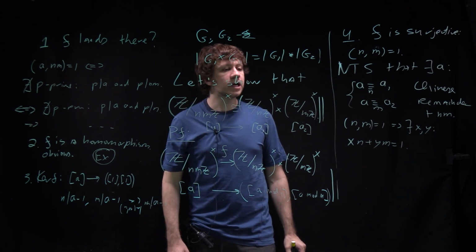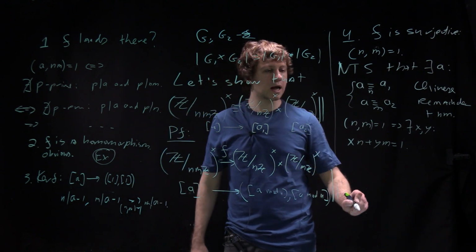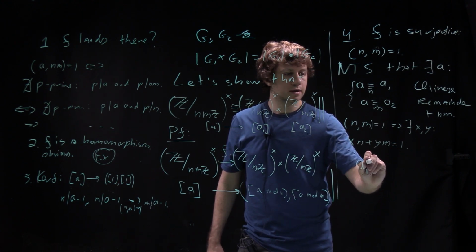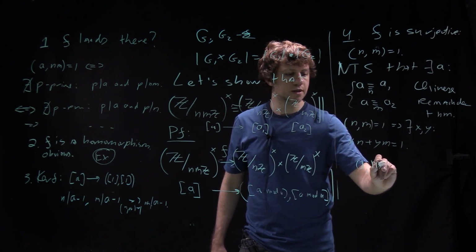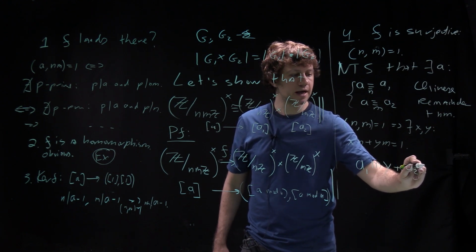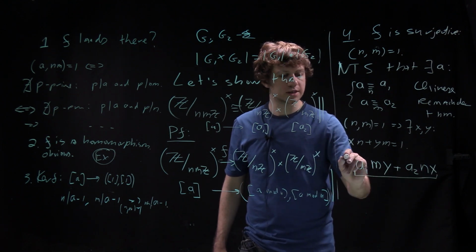Okay, and then let's look at the following number. Let's look at the number A1 times m times y plus A2 times n times x. So that's kind of a trick, and I call this A.